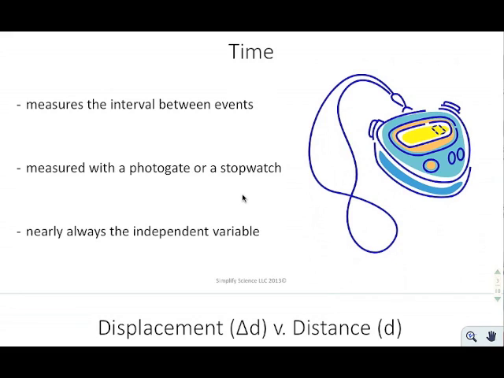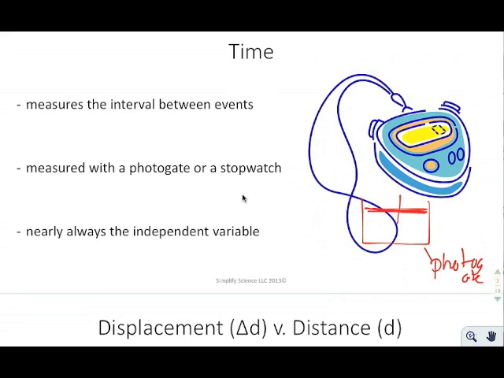Time measures the interval between events. It's usually done with a stopwatch, or in physics class, it's more likely done with something called a photogate. What a photogate does is it shoots an infrared laser in between these 2 points. And when that laser is broken, it starts the clock. And when that laser is reformed, it stops the clock.